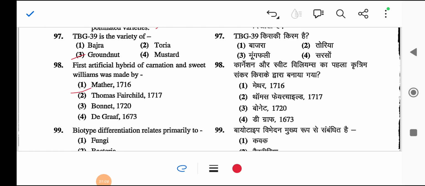Okay, Thomas Fairchild, which is hybrid of carnation and sweet Williams. But we have also studied about Mather. You remember Mather scientist? We have also studied about him. Can you find it out and write it in the comment box what we have studied about the scientist Mather? I am giving a pause. You can wait and search.